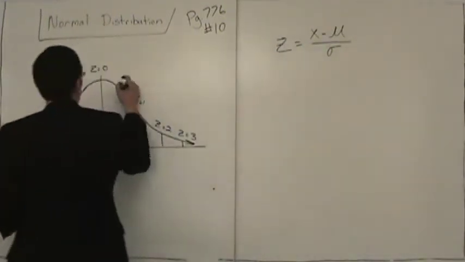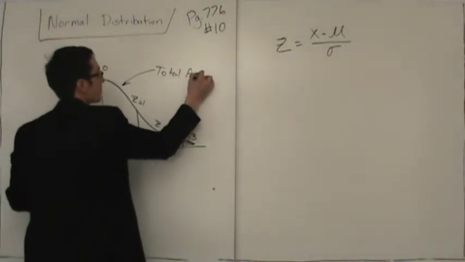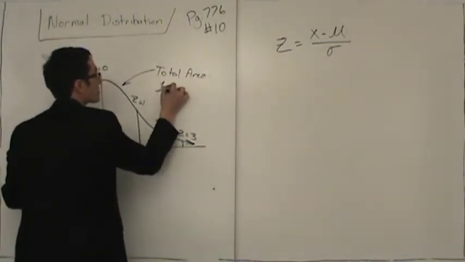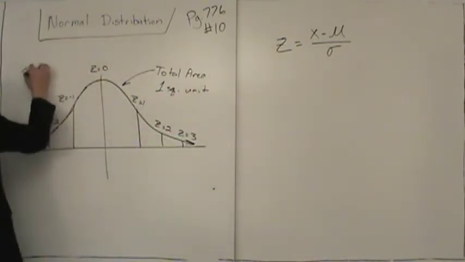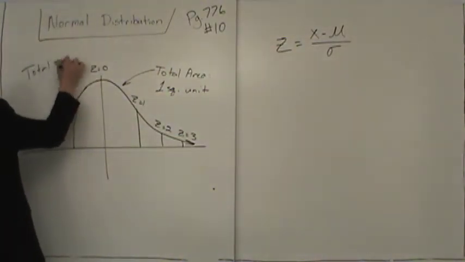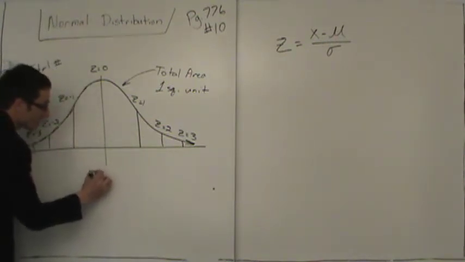Now, total area. Always write this. Total area of the curve. Total area is what? 1 square unit. Total number goes here if given. And our center line. Center line is the mean or the average.